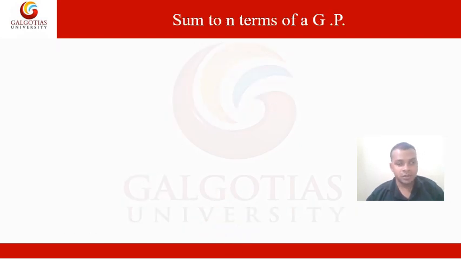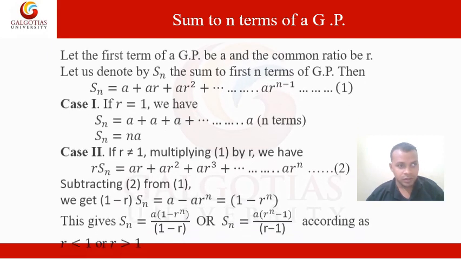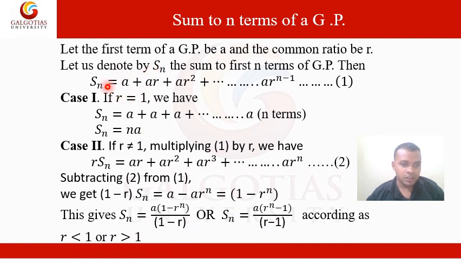How can I represent the sum of the first n terms of a geometric progression? If you have the first term as a, the second term as ar, the third term as ar squared and so on, your last term is ar to the power n minus 1. In case r is equal to 1, then every term will be a. So in that case, what will be the sum? n times a. It is very easy to understand.